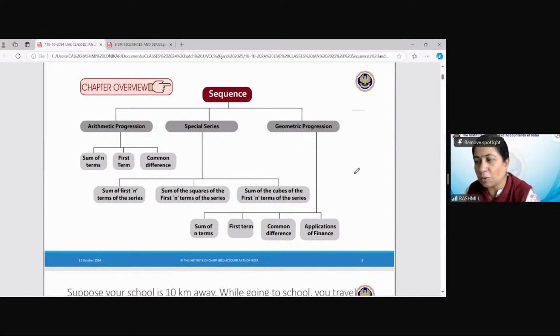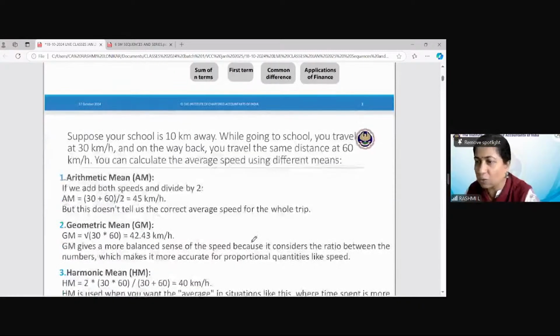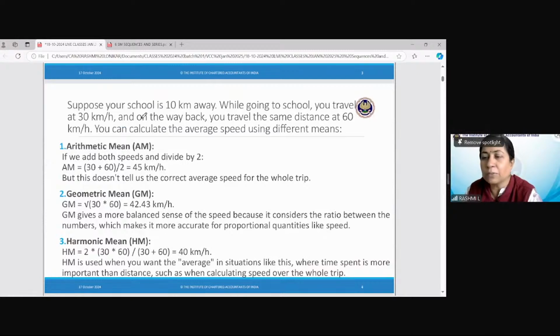And then geometric progression we're going to take next time, and it will be similar to this. We'll have tn, the nth term, then we will also have the ratio, then the sum of the series, and the common applications of these in finance we are going to do next time. Now, let me start with an example.